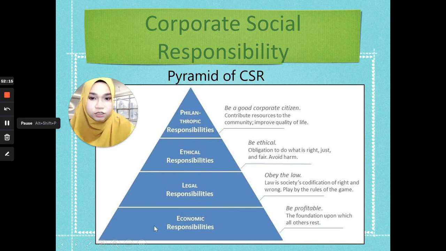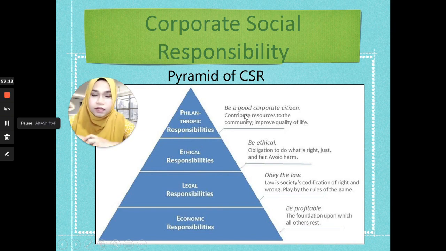So as your company becomes better and better in terms of profit, well known, and able to sustain, you will see that your potential can grow further, and you already become what they call a world company, well known to everybody. Then you start to have this philanthropic responsibility, where you become a good corporate citizen, which is you contribute resources to the community and also improve quality of life. So philanthropic is actually giving back to society. You give what you think the company can contribute to the wellness and welfare of the surrounding community, and also improving quality of life.